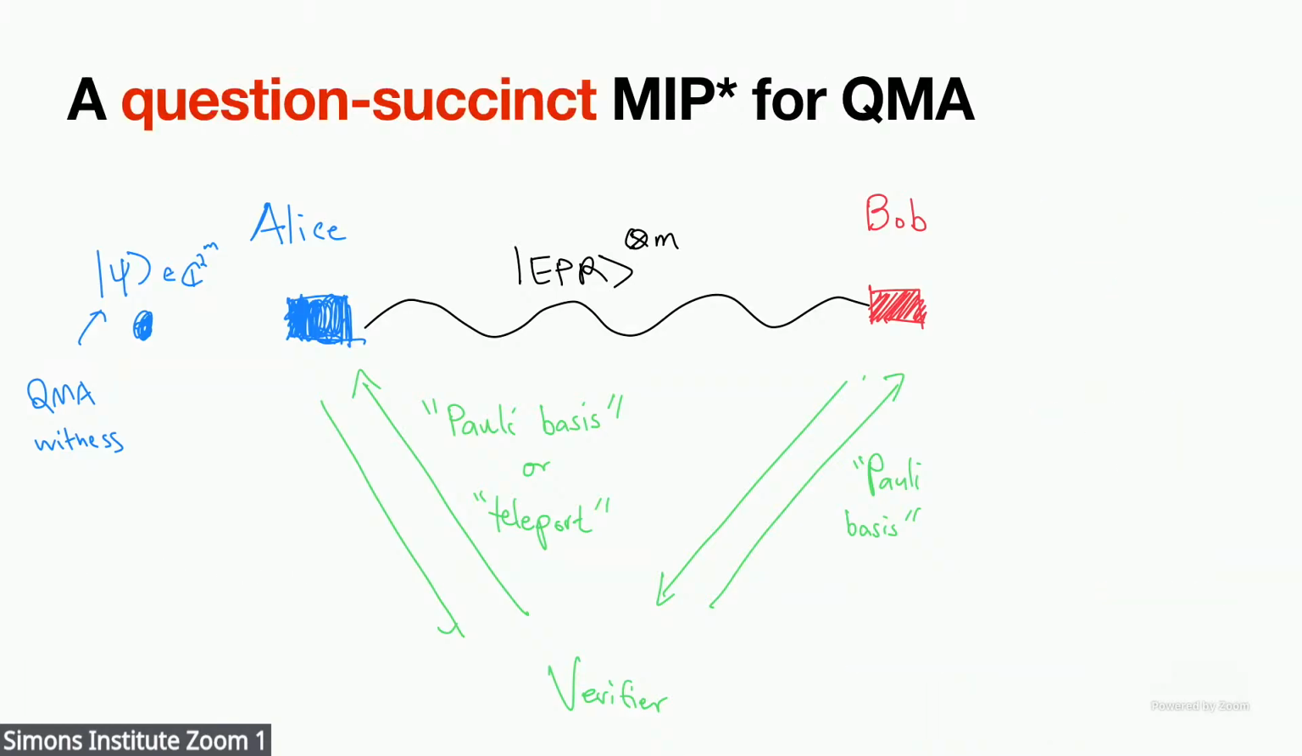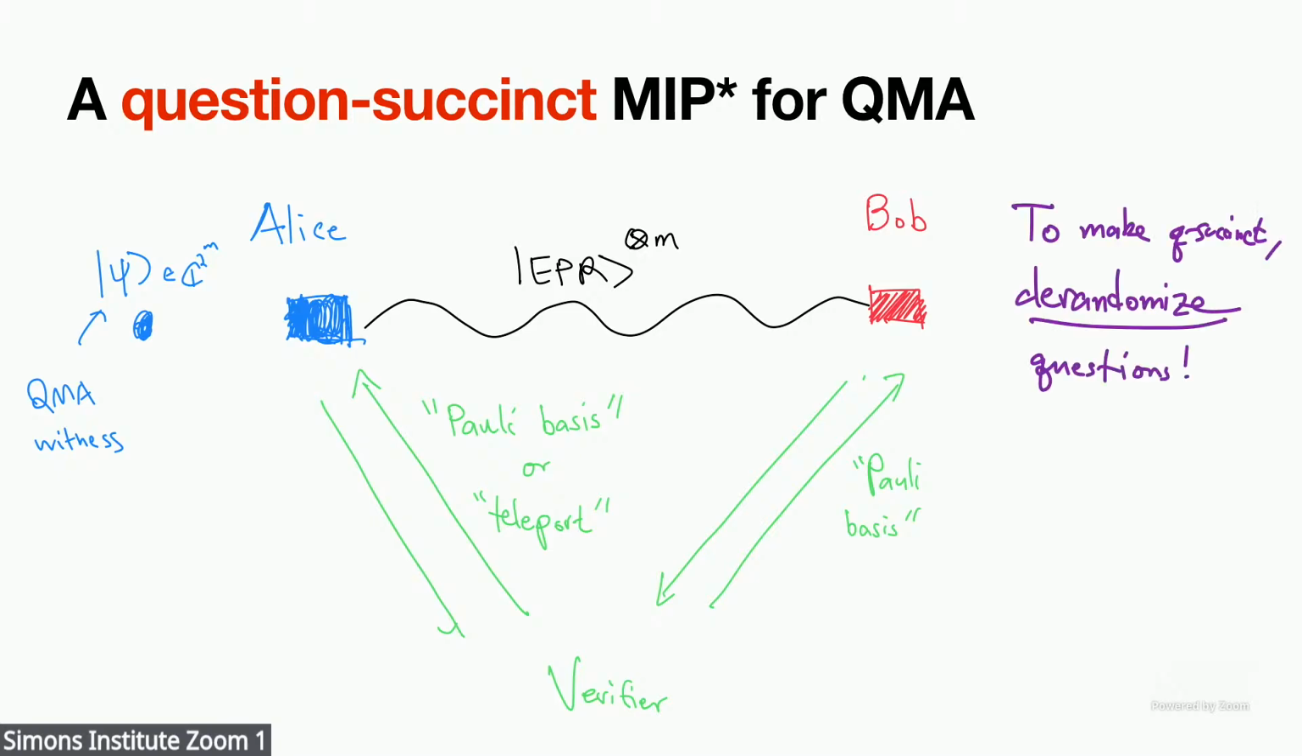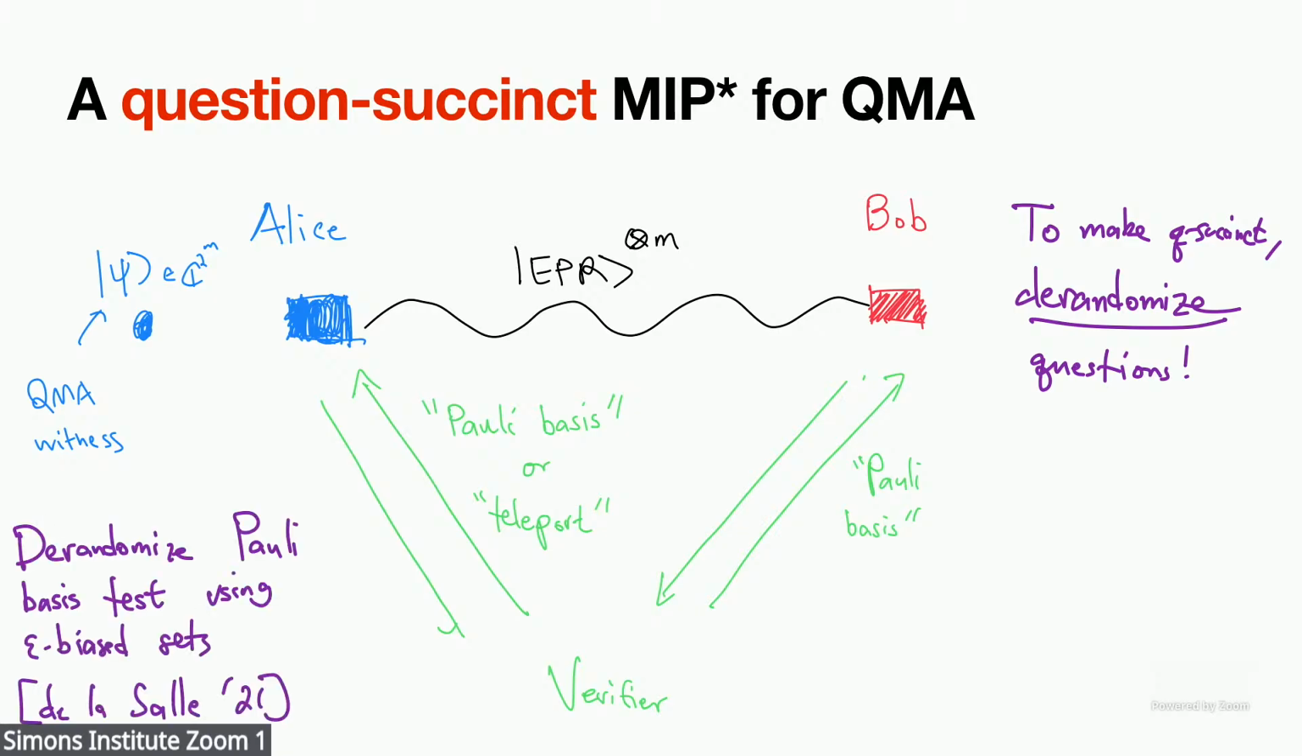So how do we get a question succinct MIP star for QMA? Well, we want to de-randomize both parts of this. To de-randomize the Pauli basis test, this is directly what de La Salle does. If you happen to know the BLR tests for linear functions from the PCP literature, there's also a classic result, which is a de-randomization of the BLR test using epsilon bias sets. You can think of this as almost the equivalent statement, but for the Pauli group rather than linear functions. So it also uses epsilon bias sets, and even the analysis, by Fourier analysis of operators, is very similar to the analysis of the de-randomized BLR tests.